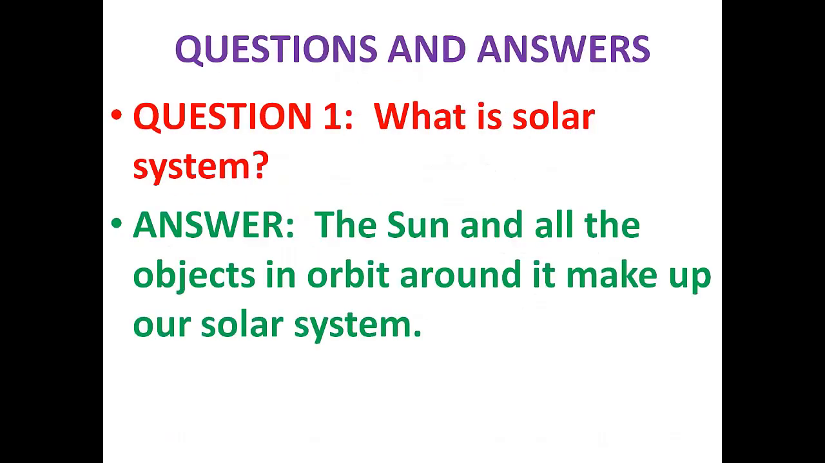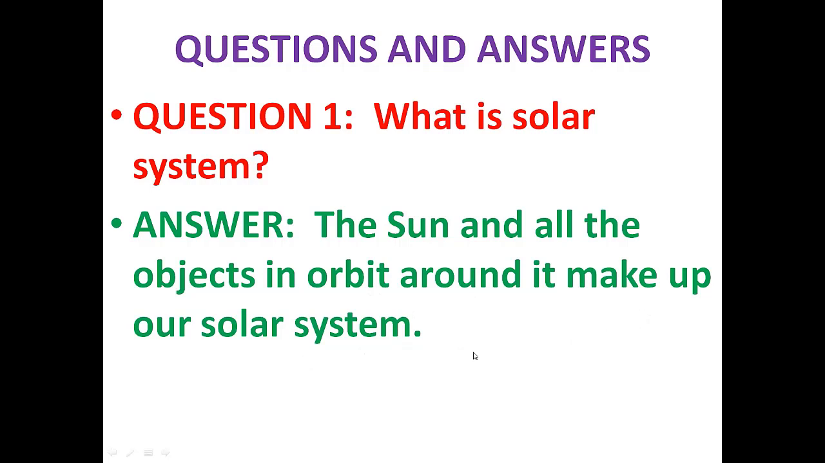Question number 1. What is solar system? The solar system consists of the sun and the 8 planets, and also we have some other objects moving in the solar system. We know that. So now we are going to start with the answer. The sun and all the objects in orbit around it make up our solar system.